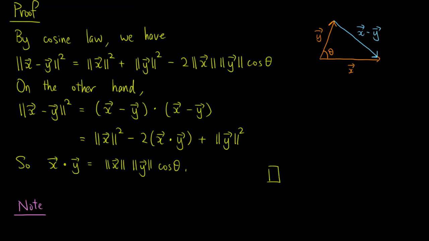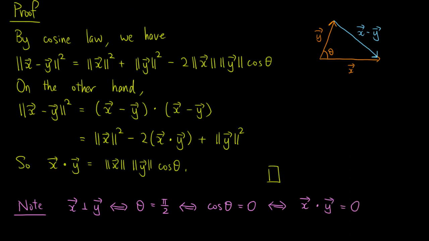Observe that this expression for the dot product gives us a condition for when two vectors are perpendicular. Indeed, the two vectors x and y are perpendicular if and only if the angle between x and y, which is theta, is pi over 2, or 90 degrees. In this case, the cosine of theta equals 0, so from the above expression, it means that x dot y equals 0. In other words, x dot y equals 0 is a condition for when x and y are perpendicular.